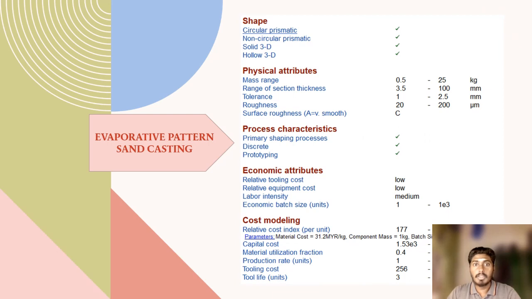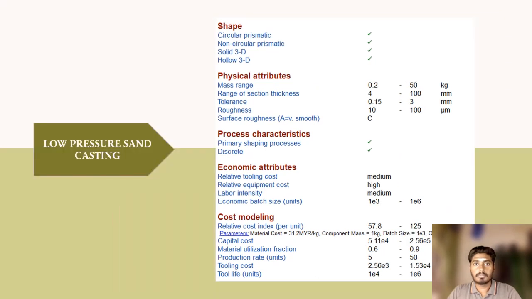So this will be the characteristic for evaporative pattern sand casting, which also consists of shape, physical attributes, process characteristics, economic attributes, and cost modeling. And the last part would be the characteristics of low pressure sand casting, which also consists of shape, physical attributes, process characteristics, economic attributes, and cost modeling.